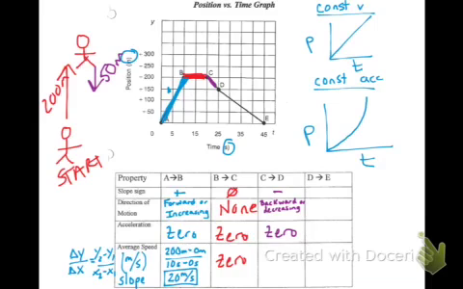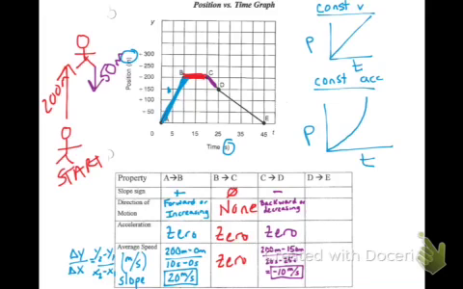So we will do 200 meters minus 150 meters over 20 seconds minus 25 seconds. So negative 10 meters per second. That would be our average speed. It's negative because we're moving in the opposite direction. Remember, this actually should say average velocity because velocity has direction associated to it.